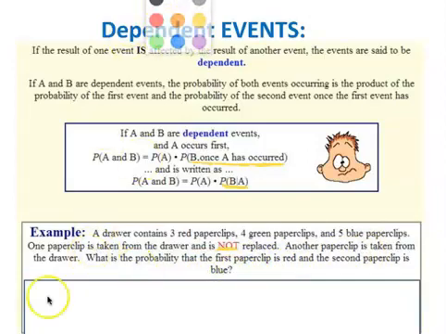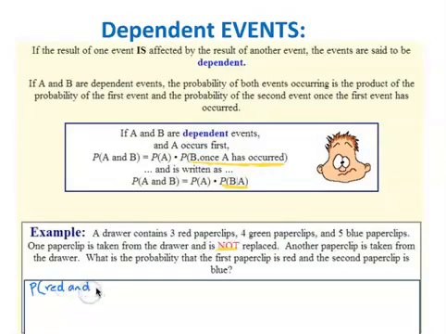Let's go ahead and write down our notation here. We want to find the probability of choosing red and blue. Because we are not replacing the first paper clip, the second event is going to be affected by the first event. So we would write this as the probability of choosing red, and then we're going to multiply it times the probability of choosing blue once we've chosen red, or after we've chosen that red.